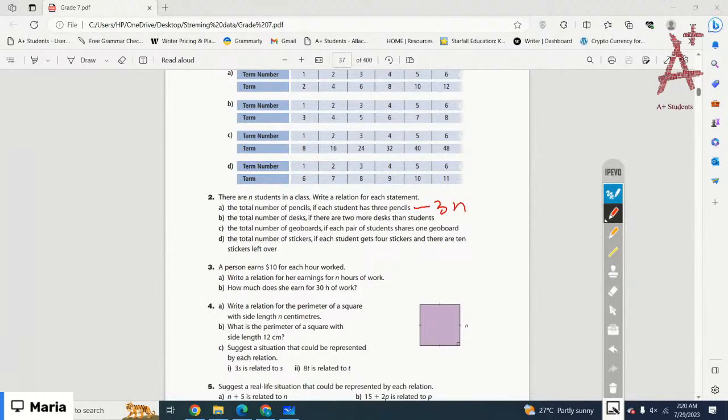Got it? Okay, the B part is the number of desks, if there are two more desks than students. You have to see how many desks we have. If you have two more desks than students, n is the number of students and desks are two more, so it would be n plus 2. Got it?